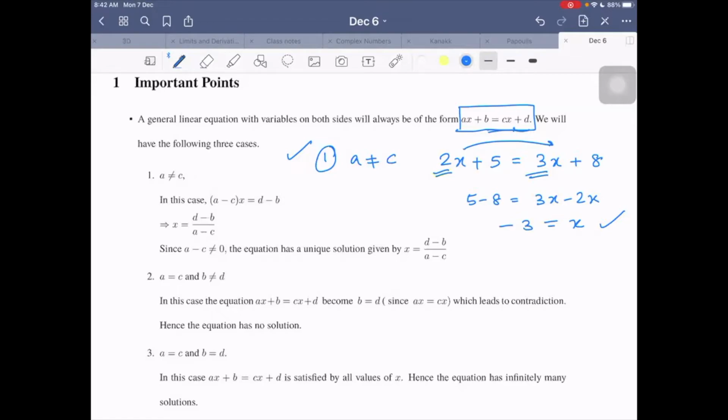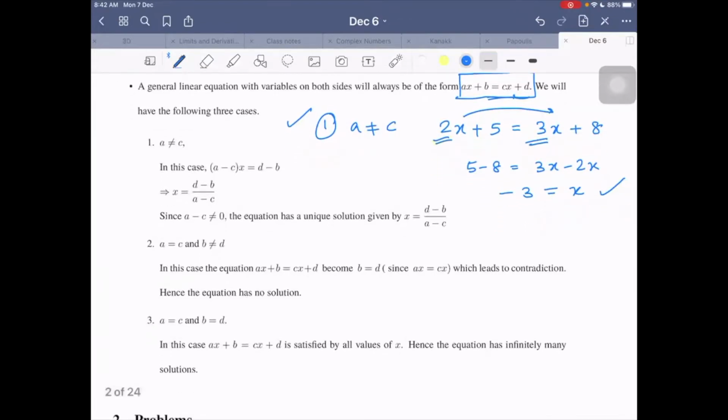So what is the condition for a unique solution? The coefficient of x on both sides must not be equal. We are not saying anything about the constants. The constants may be equal or may not be equal. For example, if you have 2x plus 5 is equal to 3x plus 5, suppose the constant is equal. Can you tell me what is the solution in this case?